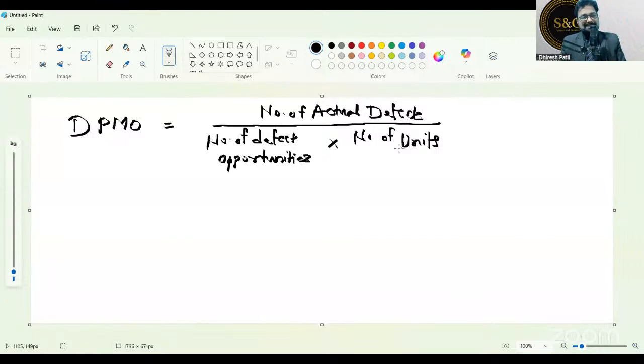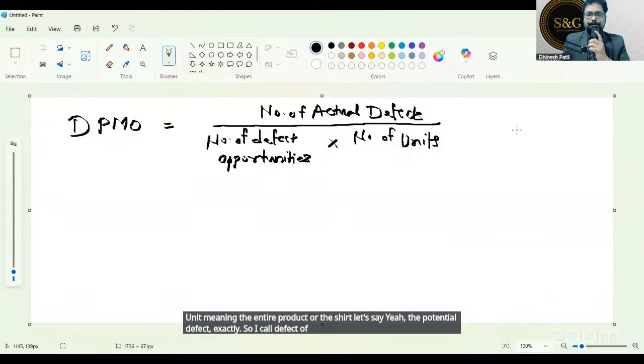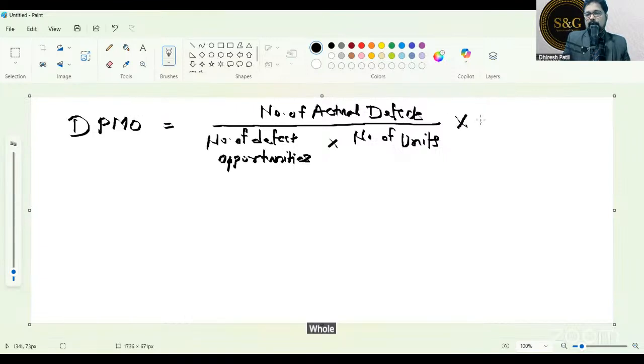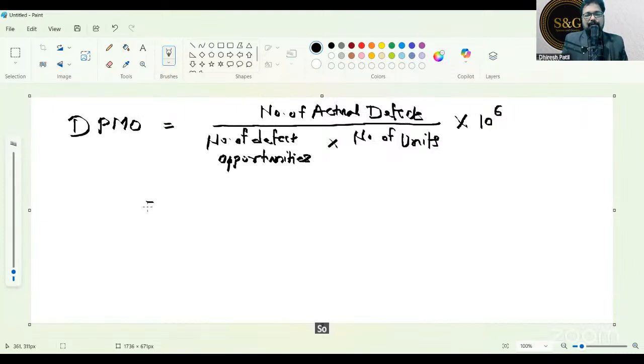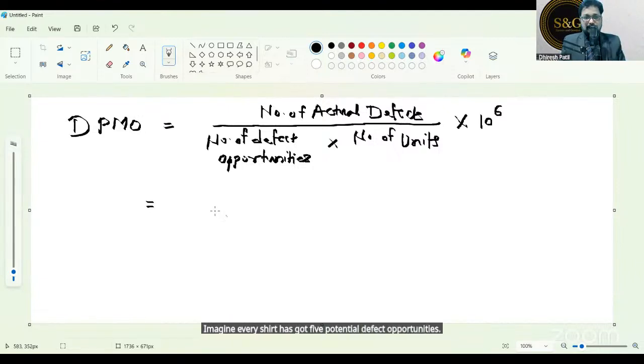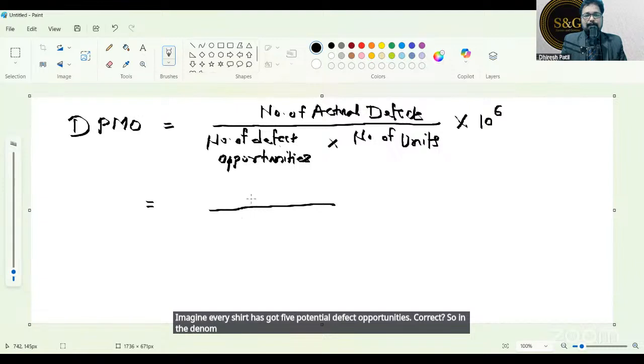Yeah, the potential defect. Exactly. So I call defect opportunity nothing but potential defect. The whole thing multiplied by 1 million, which can be expressed as 10 raised to 6 as well. 10 raised to 6 means 1 million, 10 lakhs. So in the same example of the shirt, imagine every shirt has 5 potential defect opportunities. Correct? So in the denominator, the number of defect opportunities is 5. We have defined them as 5. Now, let's say I check 100 shirts, so the number of units is 100.